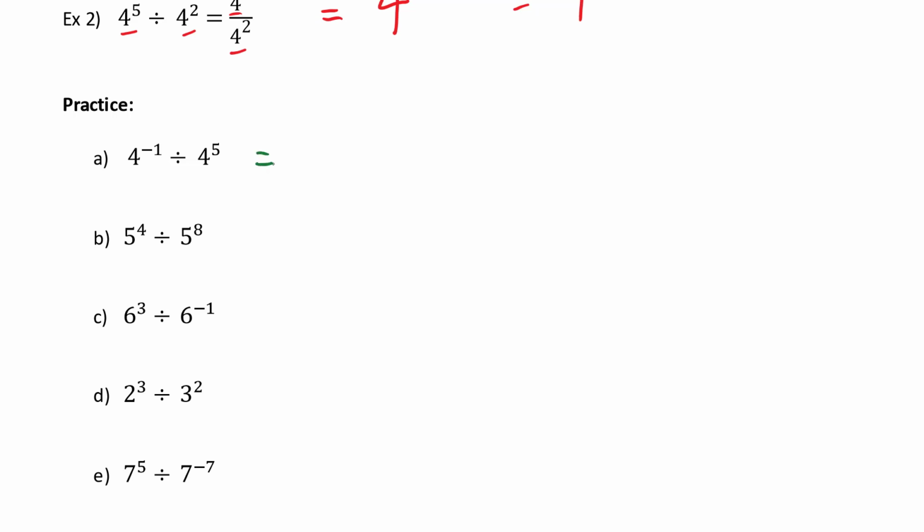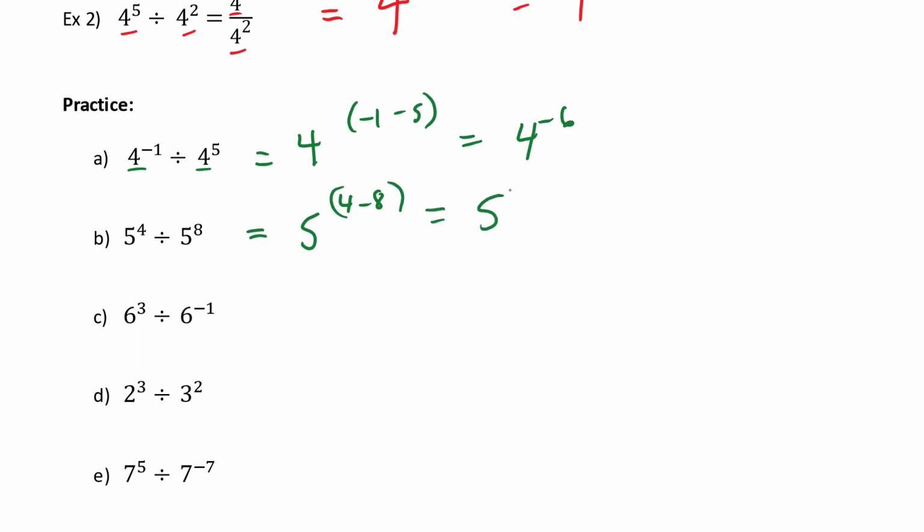4 to the minus 1 divided by 4 to the positive 5. So here, same bases, combine them, minus 1 minus 5, 4 to the minus 6. Here we have 5 to the 4 divided by 5 to the 8, 5, 4 minus 8, 5 to the minus 4.